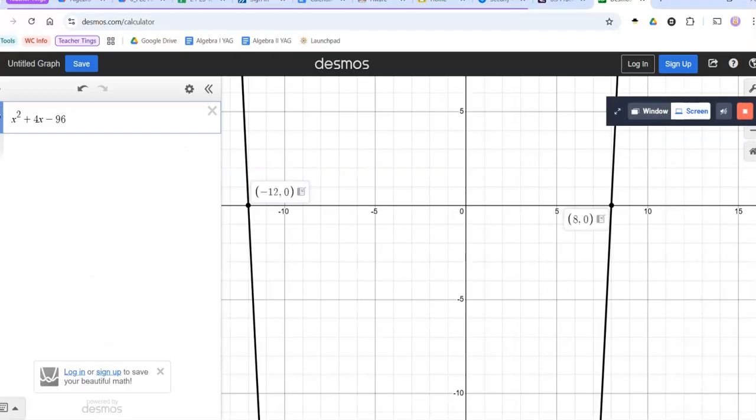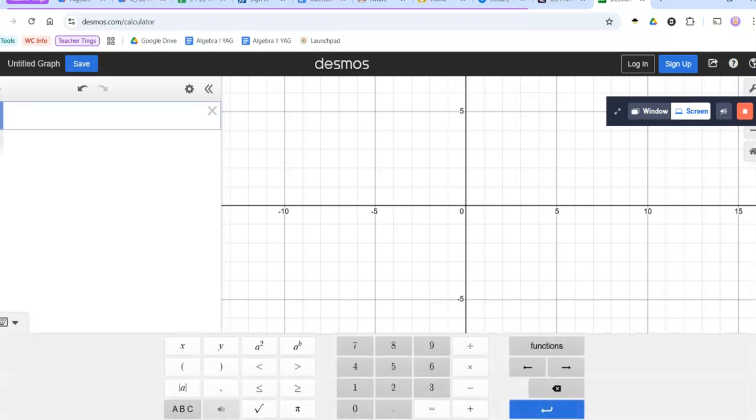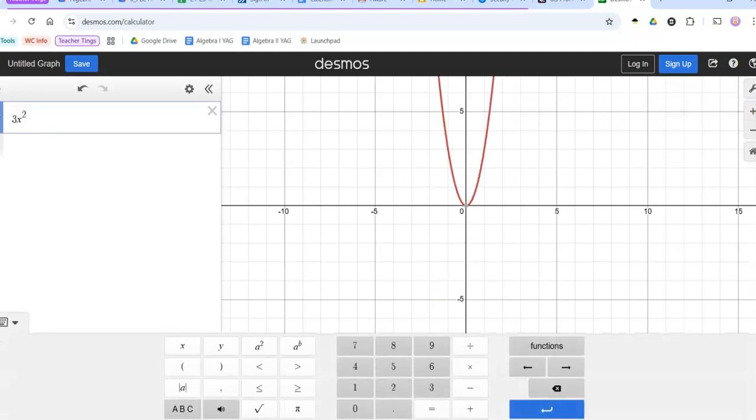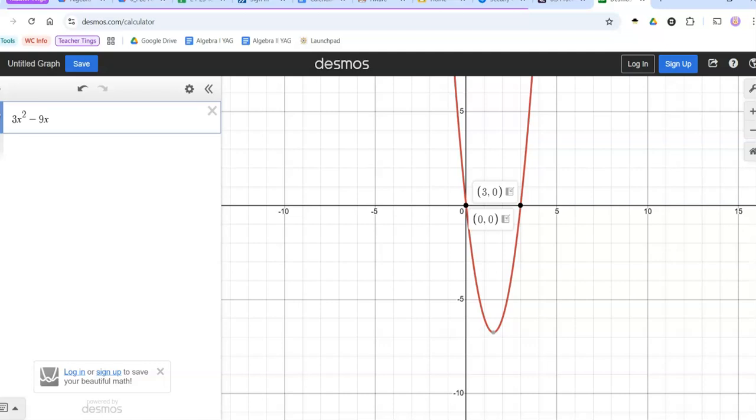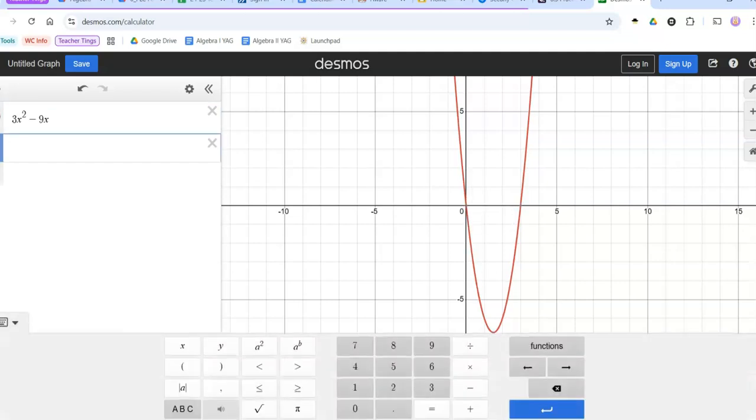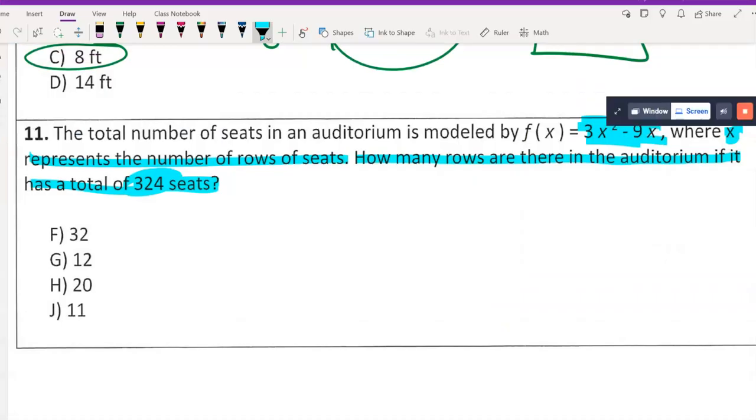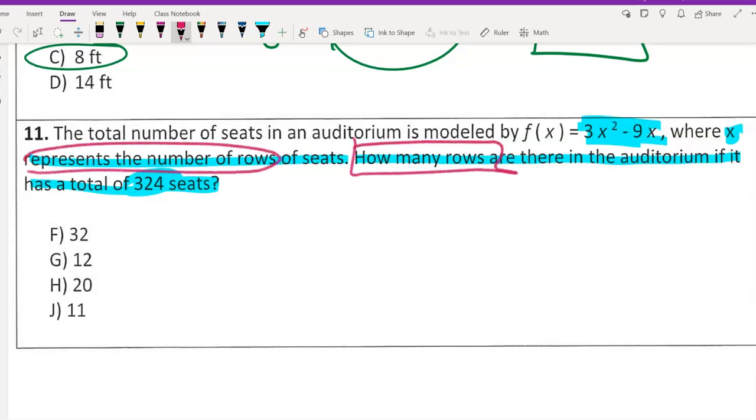Okay, let's stick it in the calculator and see what we get. So we have 3x squared minus 9x. Our x-intercepts here are 3 and 0. It wants to know how many rows there are in the auditorium if it has a total of 324 seats. So x is the number of rows, and it's looking for how many rows. So we want to see what x equals when y is 324.